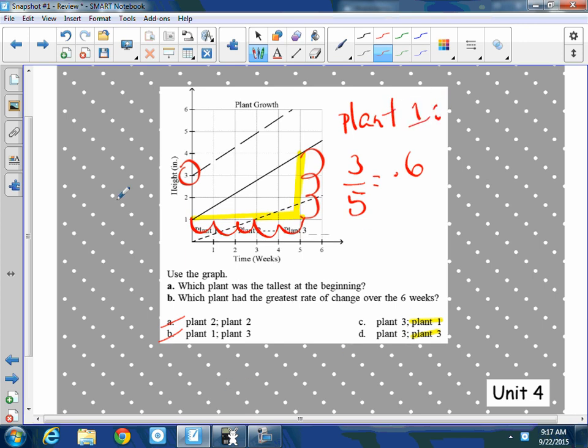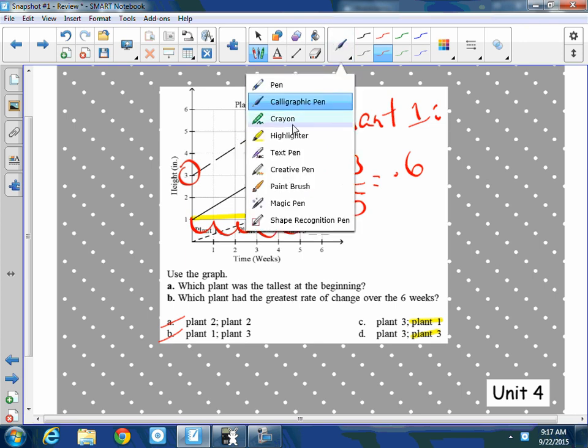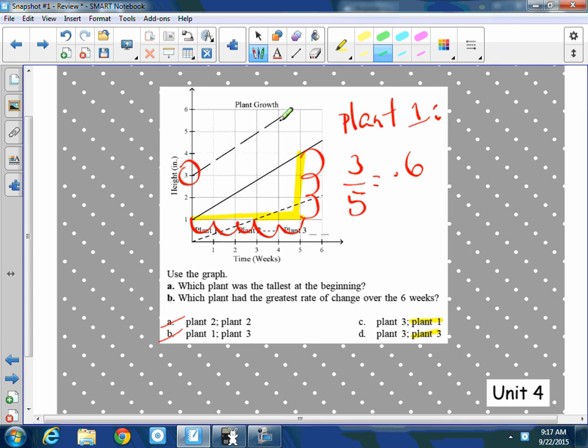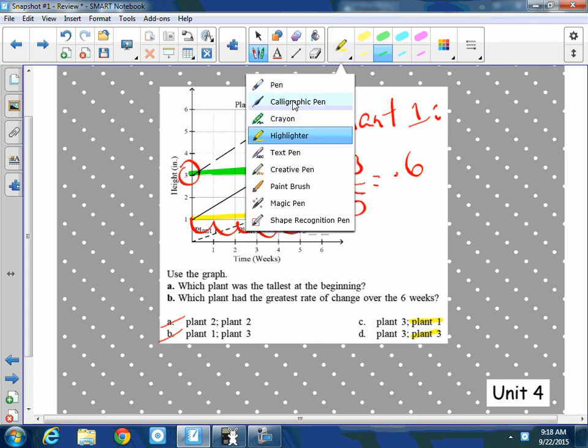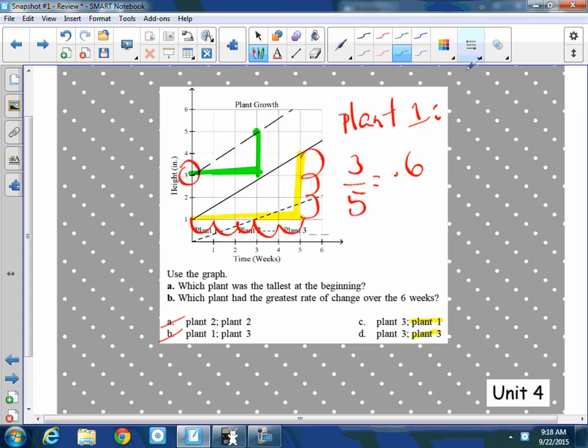Now for plant 3, that would be my top one. I'm going to go ahead and make the triangle, two points that you can read. I can read that one. So let's do the triangle. And then rise over run.